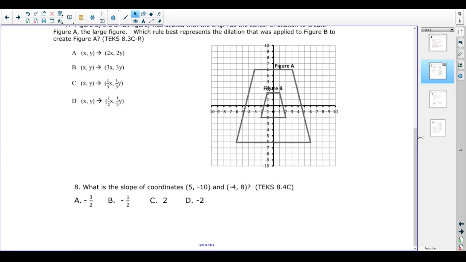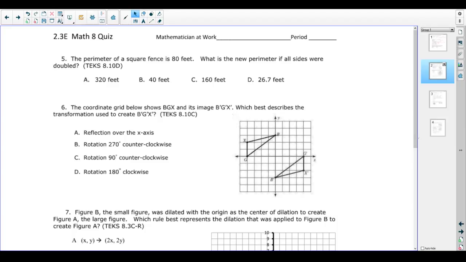All right, number 5. This question, not even difficult. That's okay. The perimeter of a square fence is 80 feet. What is the new perimeter if all sides are doubled? So we're talking about doubling, so that's a scale factor.